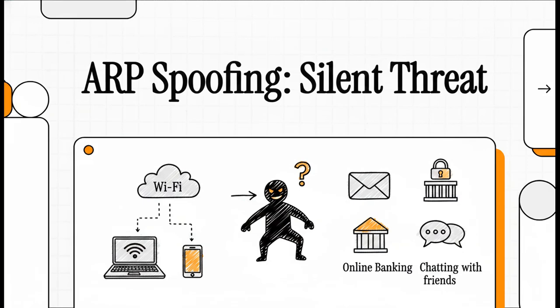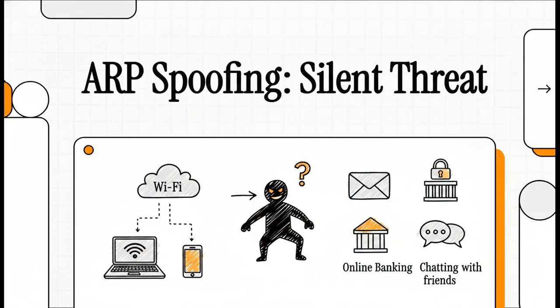Welcome to This Explainer. Okay, picture this. You're tucked away in your favorite cozy corner of a cafe, or maybe you're just sitting on your couch at home, connected to the Wi-Fi. You're checking your email, logging into your online bank, maybe just chatting with friends. Everything seems perfectly normal, right?